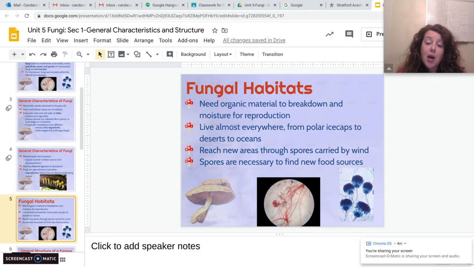Okay, and their spores come from what you guys see as a mushroom or what we call a fruiting body, which I'll get to in a minute. They can live anywhere because they have spores, so they're pretty climate tolerant and acid tolerant.